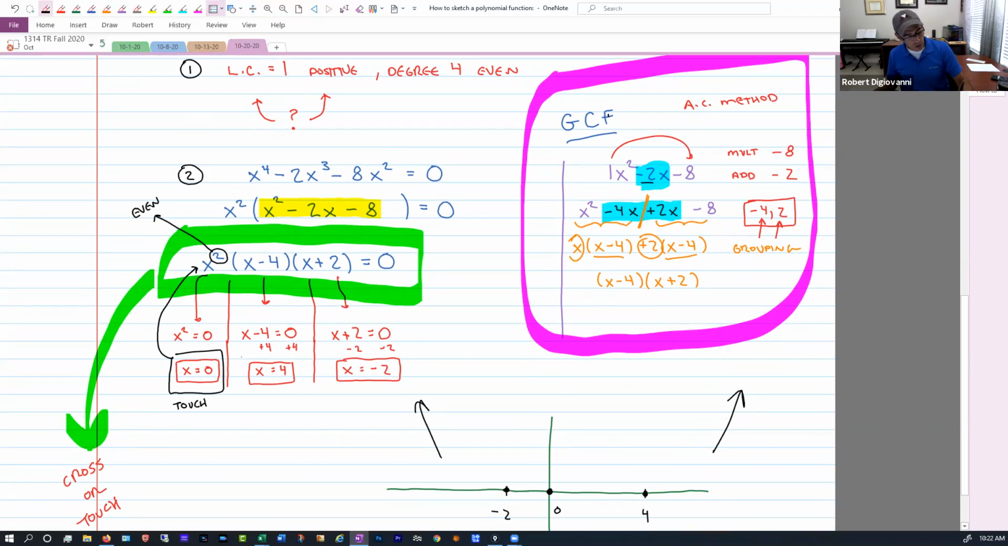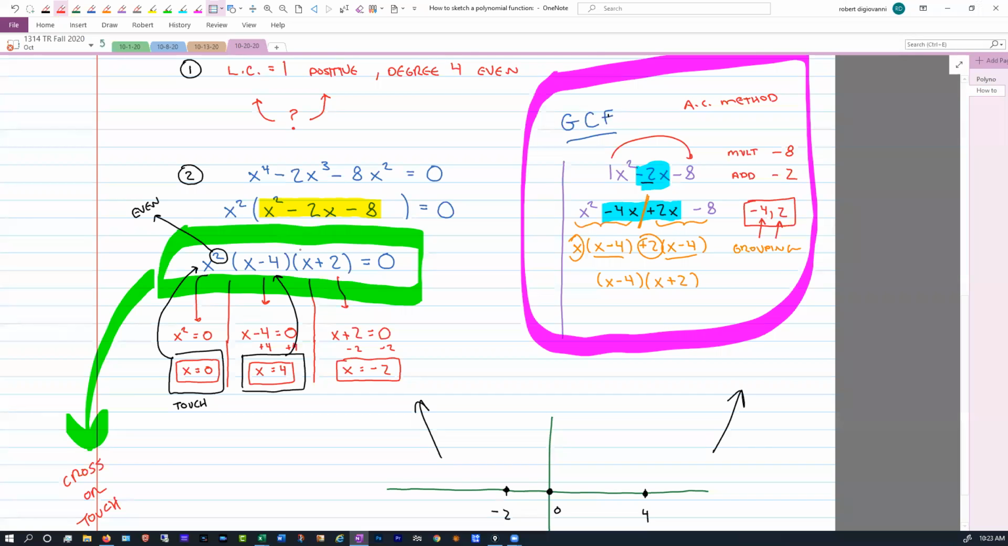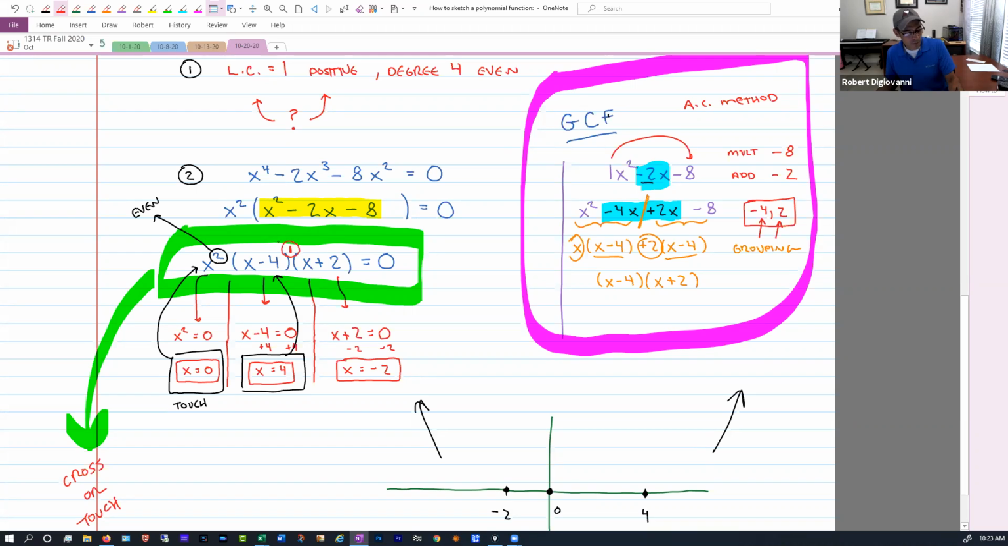Now let's go to the next one, 4. Where did that come from? It came from this factor up here, right? What's the power on that factor? It's tricky because it's not written. It's a 1. You see that 1, everyone? That 1 right there? And that's odd.